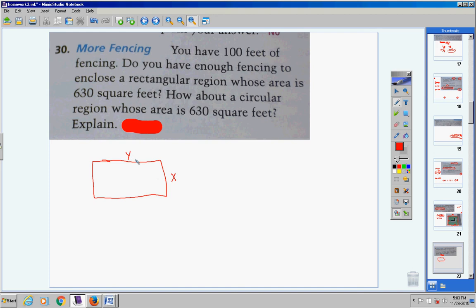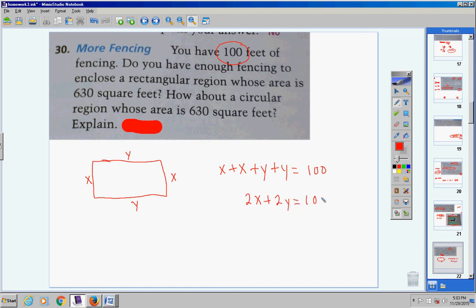Now here's how I'm going to do it. This is x, this is x, this is y, this is y. I'm going to say x plus x plus y plus y equals 100, because look, I have 100 feet of fencing to go around my rectangle. Got it? So I add up all four sides equals 100. So now I have 2x plus 2y equals 100.